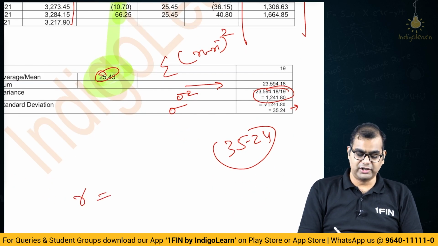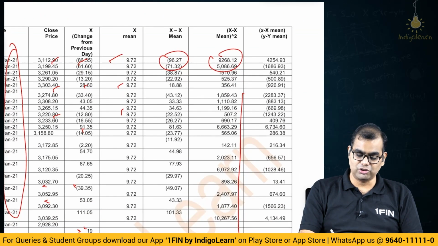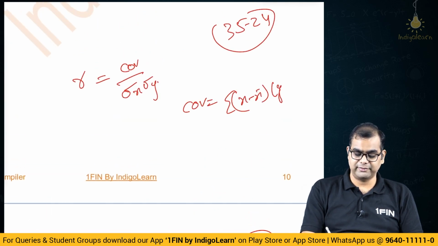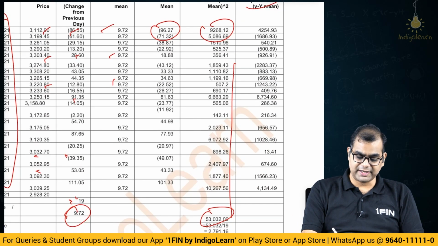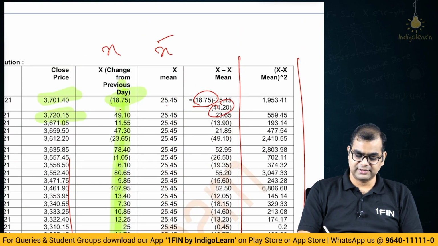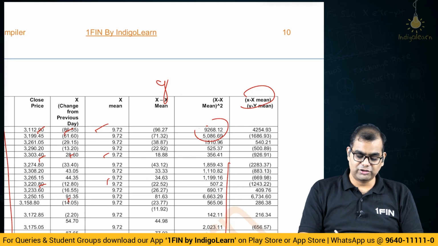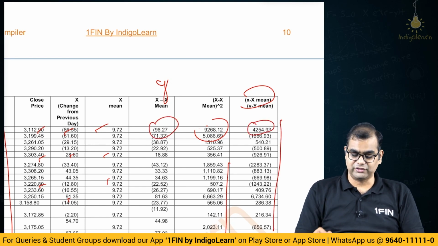What is correlation? Correlation is covariance divided by the standard deviations of both the individual securities' price changes. So, how do you find out covariance? The covariance formula is sigma of x minus x bar into y minus y bar, whole by n. So, you do x minus x bar, which you found out here, and you call this y, you call this x. So, you multiply 44 with 96. So, you will get 4,200. Like that you do for all of them. This is a very painful thing.